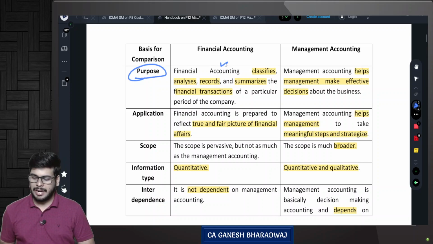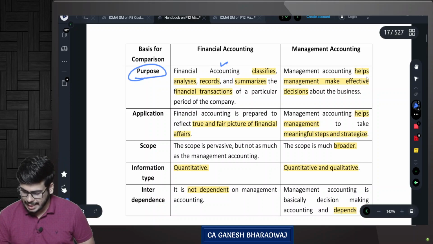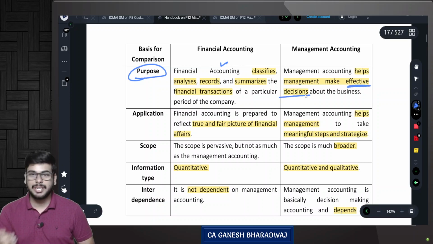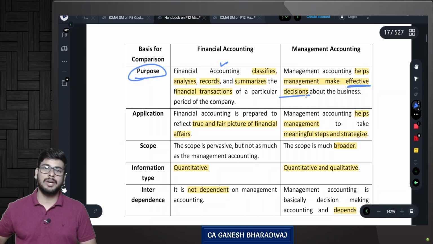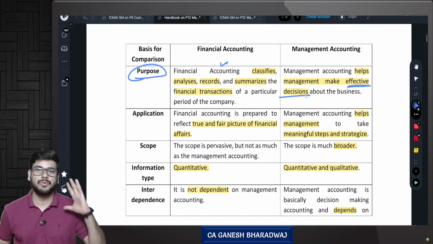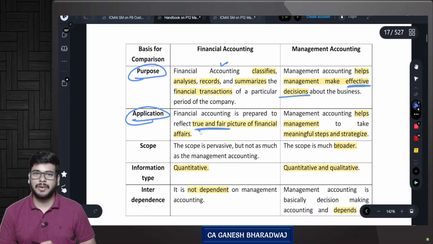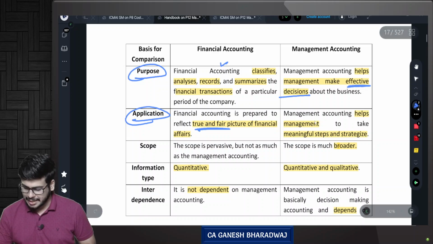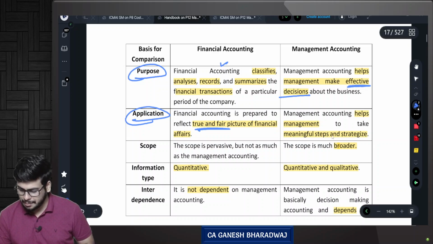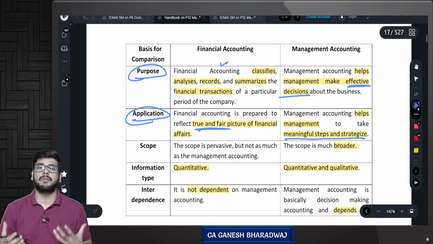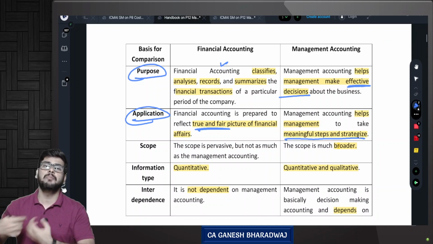Whereas in case of management accounting, it helps the management take effective decisions about the business. I gave you one clear-cut example, shutdown versus continue example. I told you. Application. Financial accounting is prepared to give what? A true and a fair picture of the state of affairs of the company. That is the reason why you are having it. Whereas management accounting helps the management to take meaningful steps and strategize. What next? How am I going to run my operation? The scope is completely different.